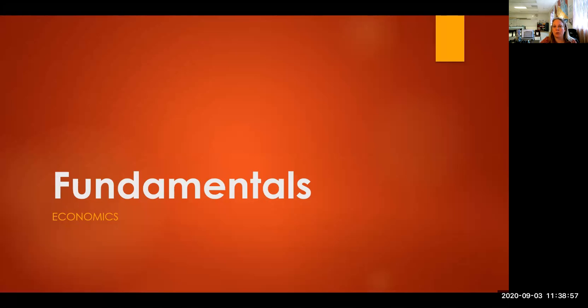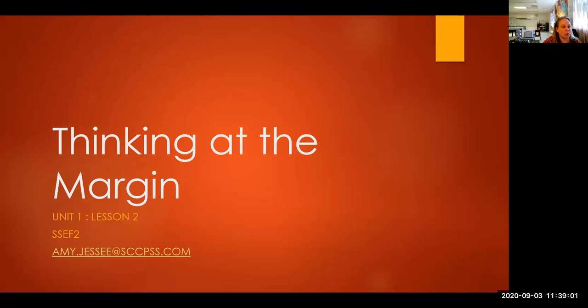Today we're going to go back into our fundamental unit for economics, and we are going to look at thinking at the margin. This is Unit 1, Lesson 2, Standard 2.